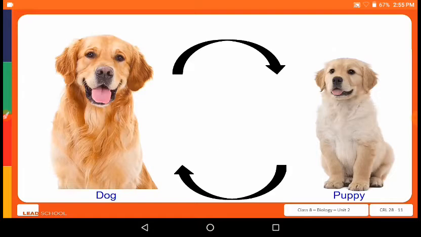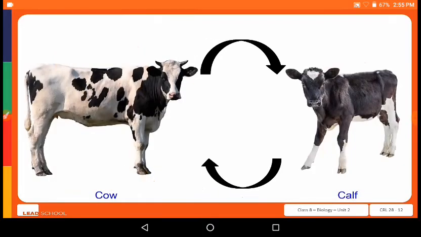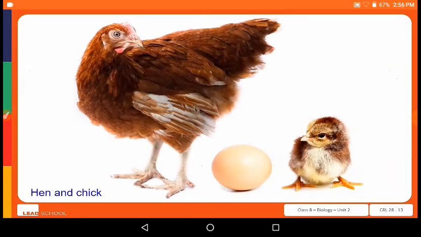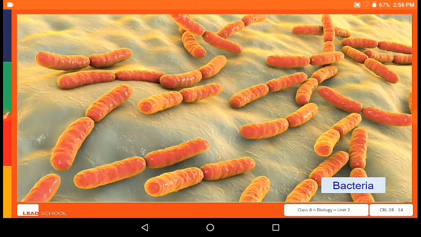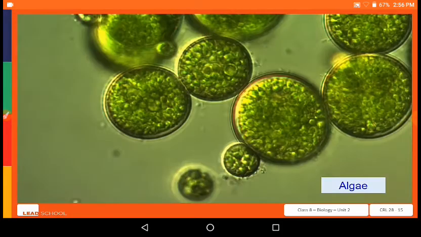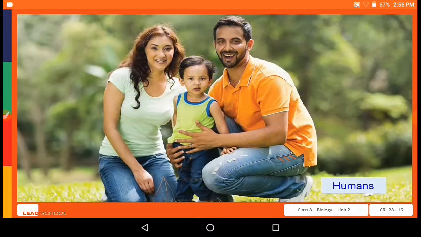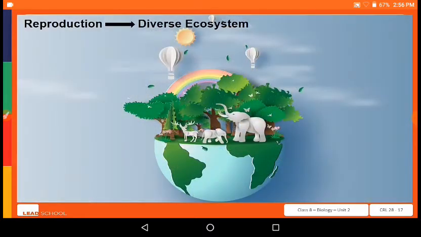Dogs also reproduce. They give birth to puppies that later grow on to become adult dogs. Cows give birth to calves, which grow up to become adult cows. Hens lay eggs, which hatch to produce chicks. These chicks then grow up to be hens. Even microorganisms, such as bacteria and algae, go through the cycle of reproduction to produce more microorganisms. We exist on this planet because humans have reproduced generation after generation. It is because of reproduction that we have a wonderful and diverse ecosystem of living beings around us. Otherwise, life as we know it would not exist.